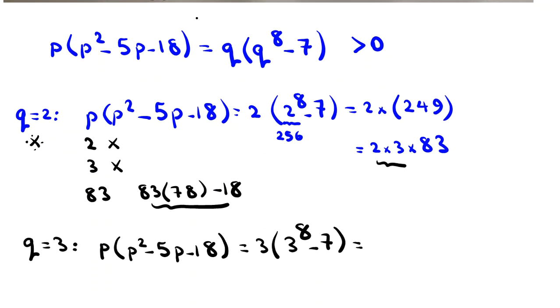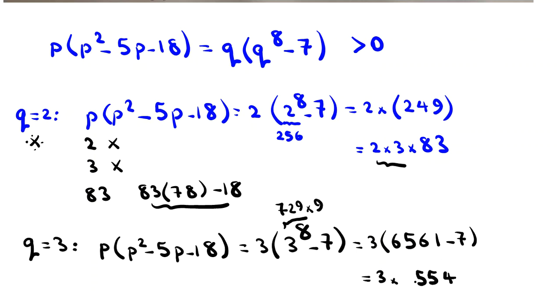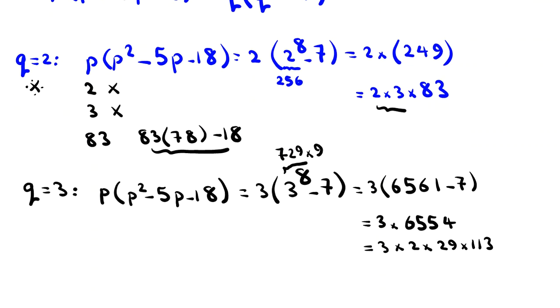Now, if we calculate that, 3 to the power of 6 is 729. It will be times 9. So it will be 9, 81. 9 times 2, 18. 16, 26. And then we have 9 times 7, 63. And it will be 6561 minus 7. It will be 3 times 11 minus this 4, 5, 5, 6. If we prime factorize this number, it will be 3 times this one. It will be 2 times 29 times 113.